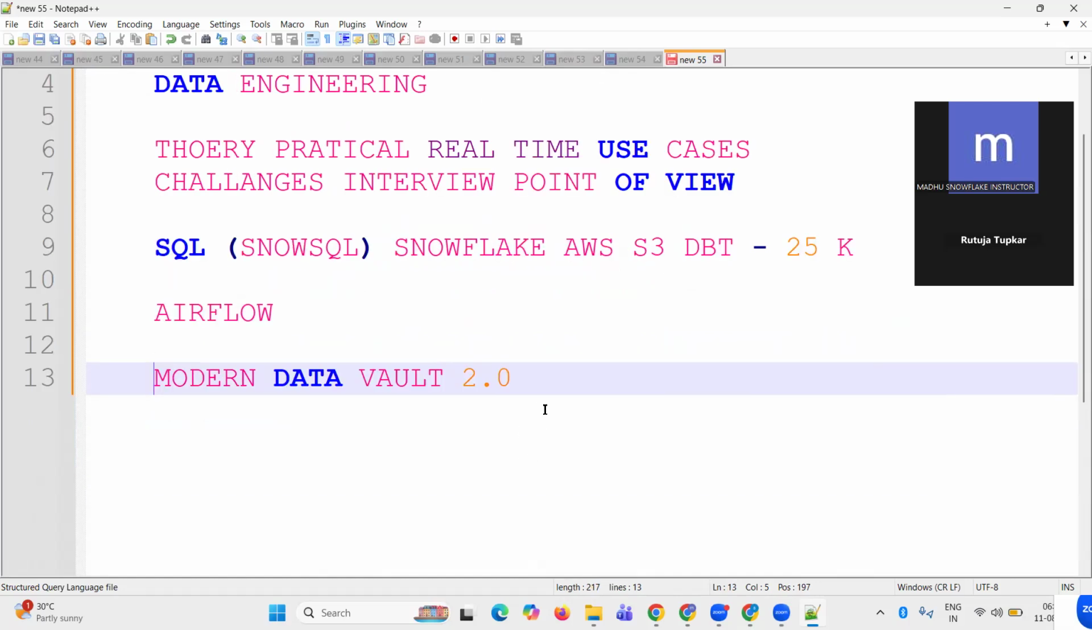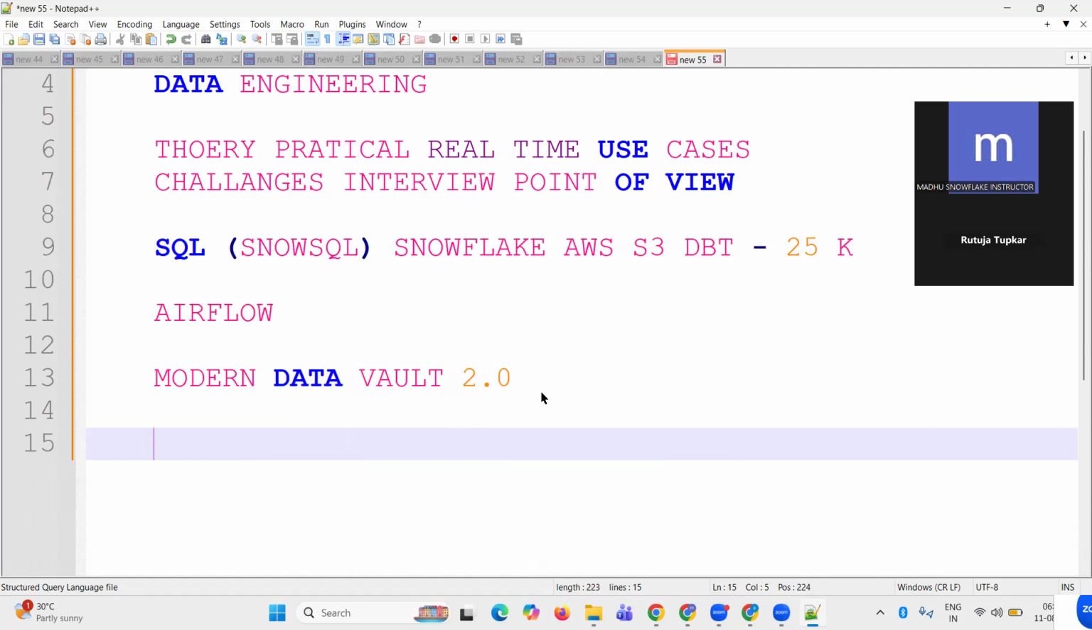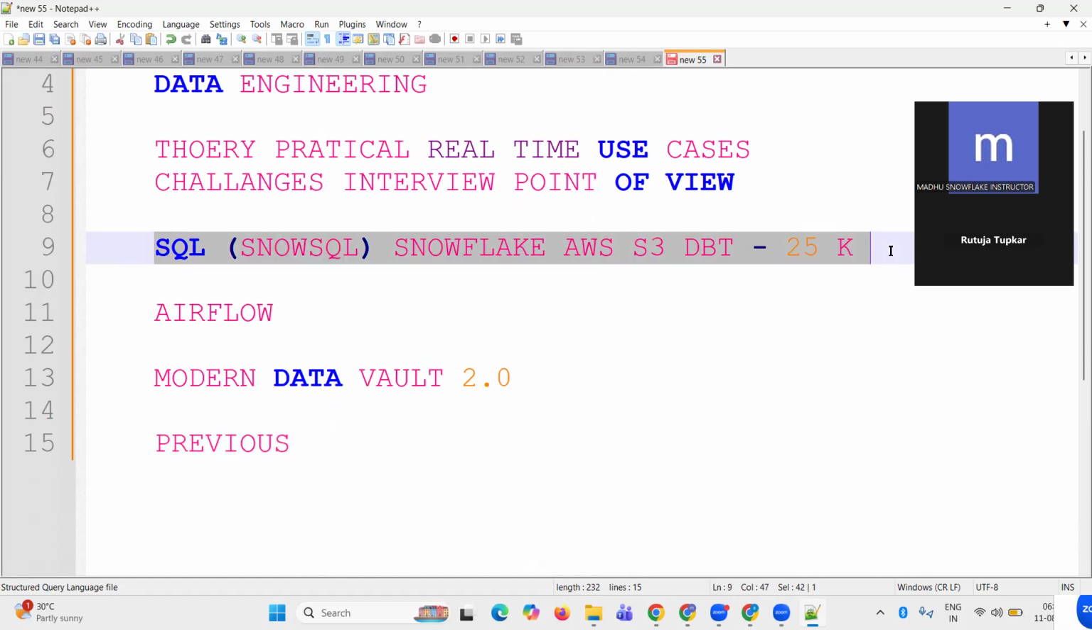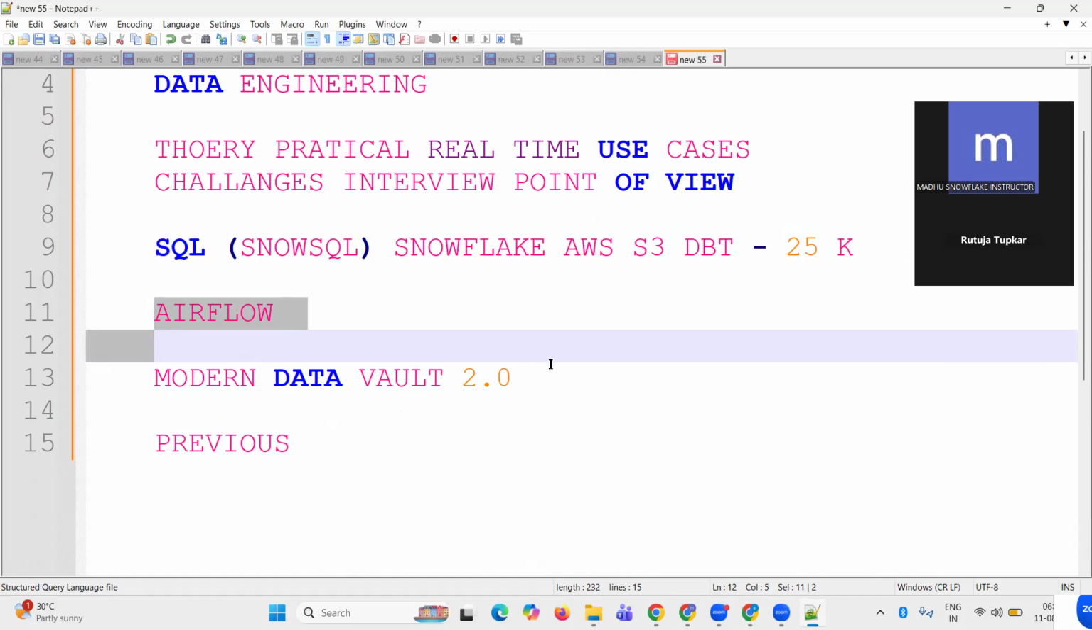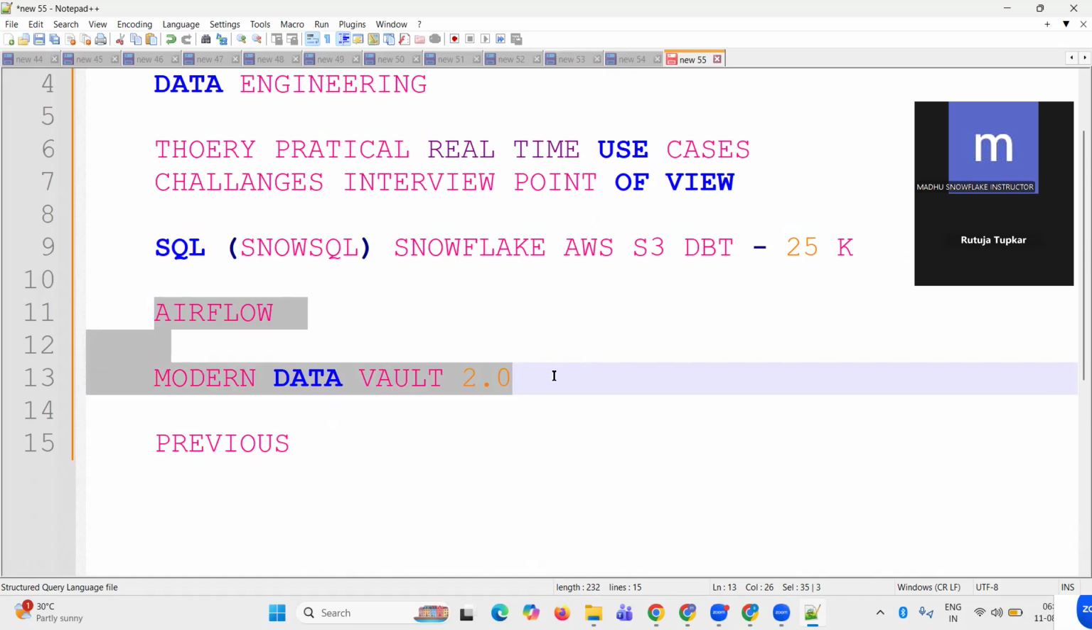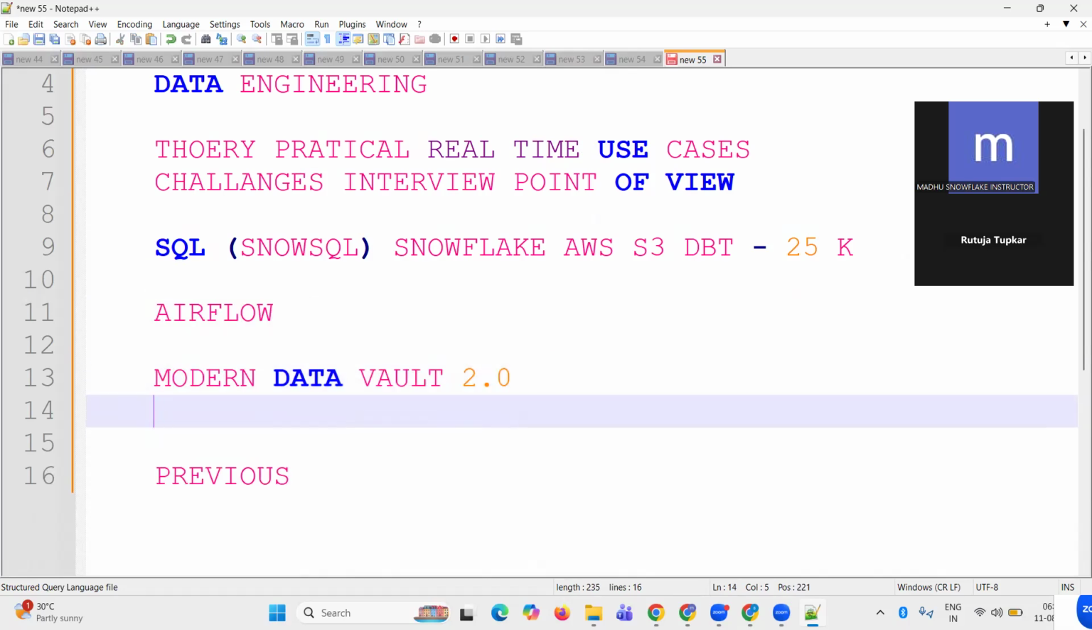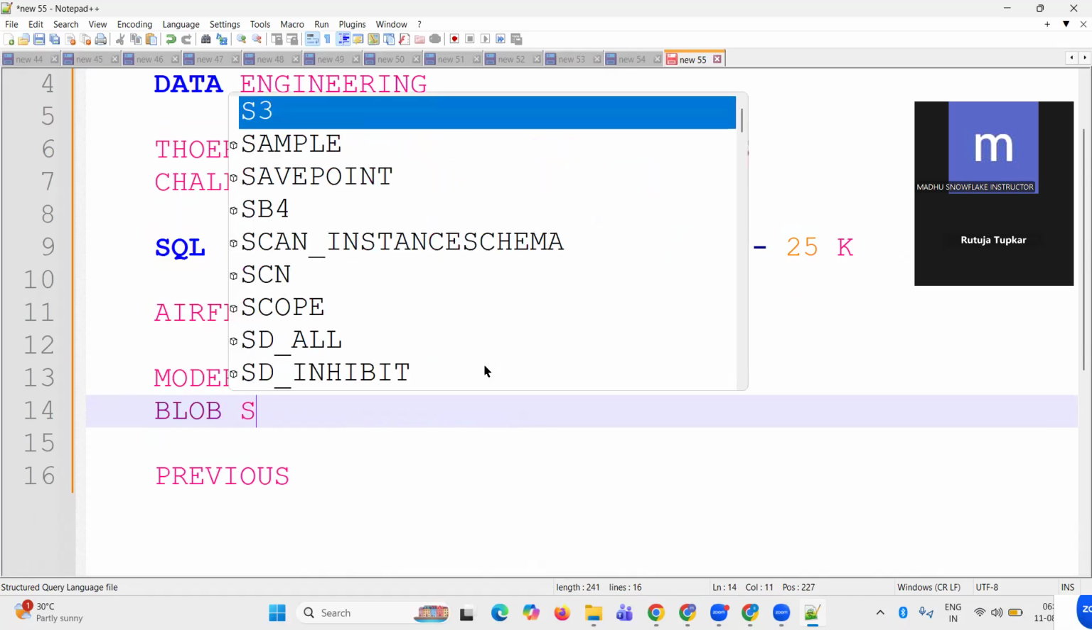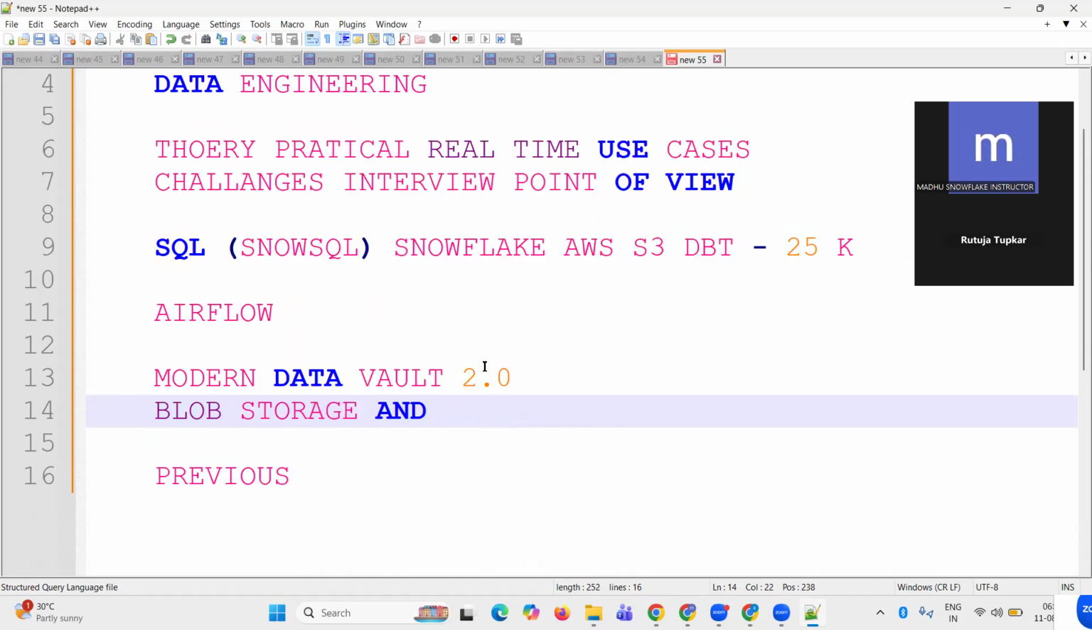Airflow and modern data vault have another fee, separate from this one, which is 25K. This is the advanced level, 15K, from modern data vault, two different. And with this comes blob storage, and then GCS, and you need Python basic knowledge.